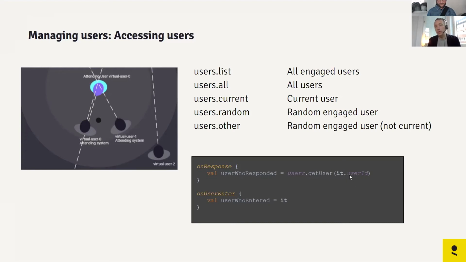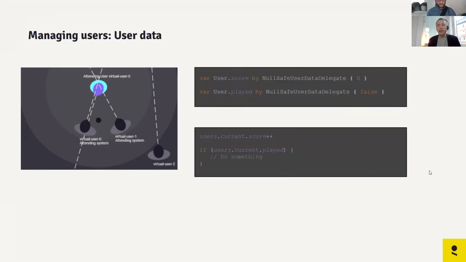And the it.userid gives you the user ID of that user, and then from this collection you can retrieve that user, the user who responded. In the onUserEnter, the it actually is the user that entered, so you can get it directly this way.